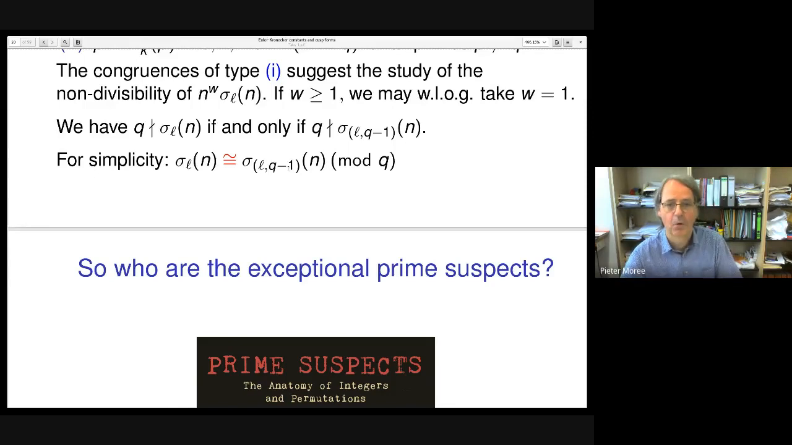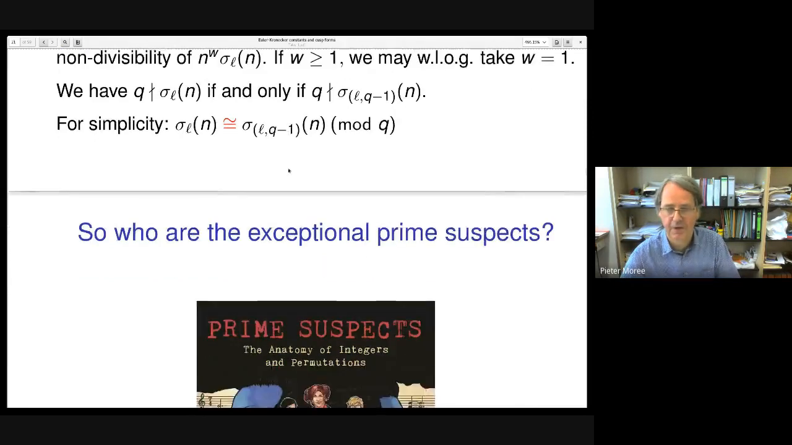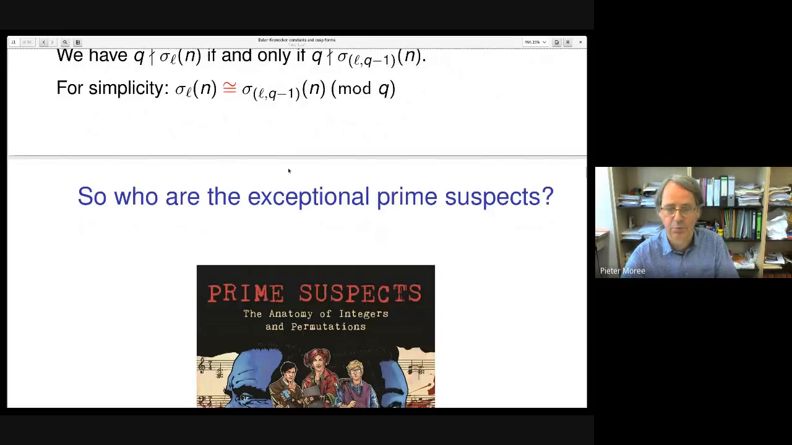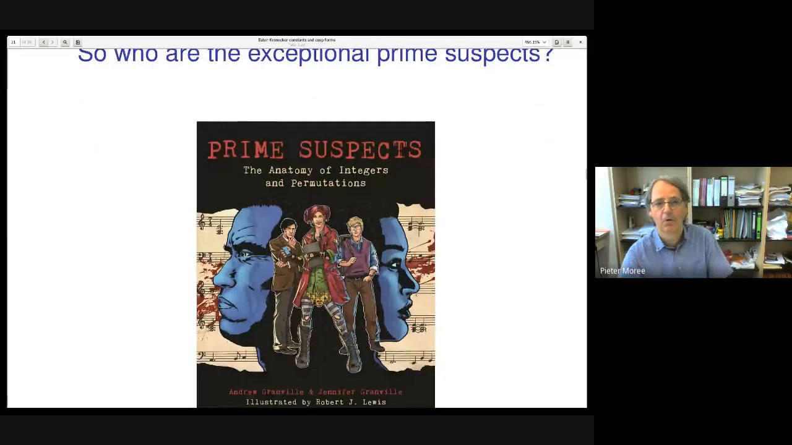Okay, and so then there was the question of finding all those exceptional primes. So where are the exceptional prime suspects?